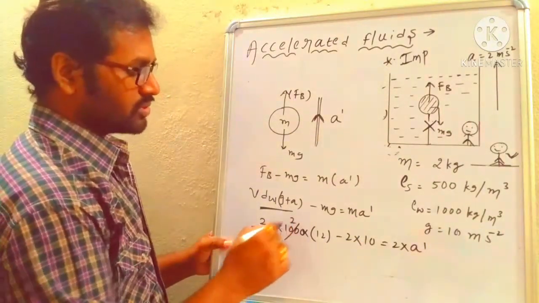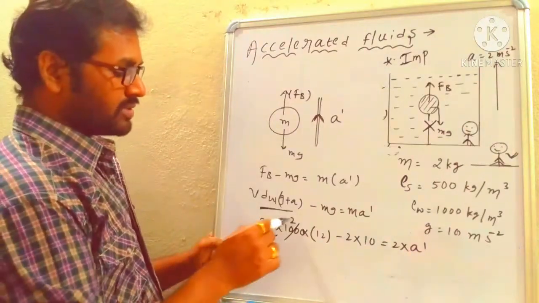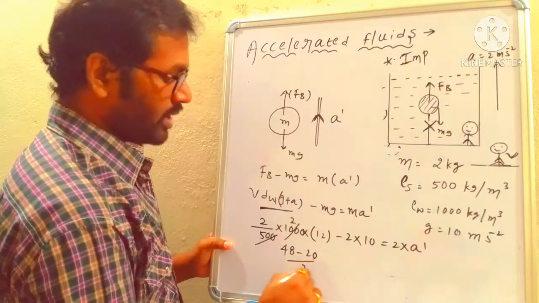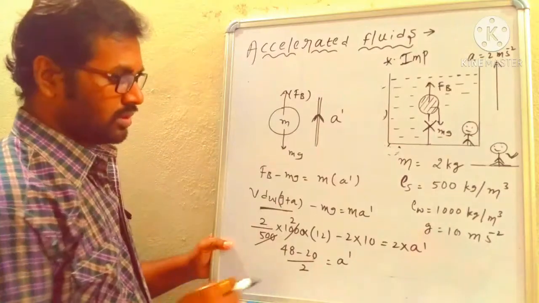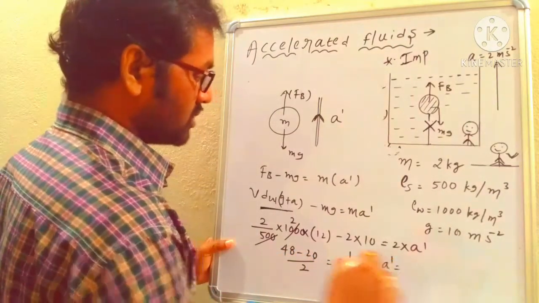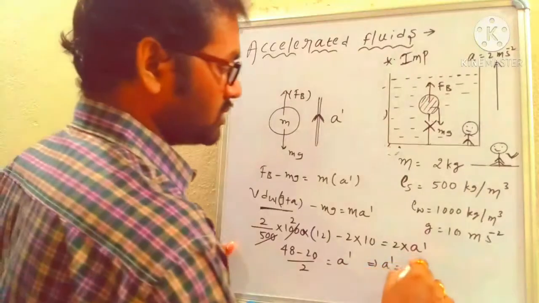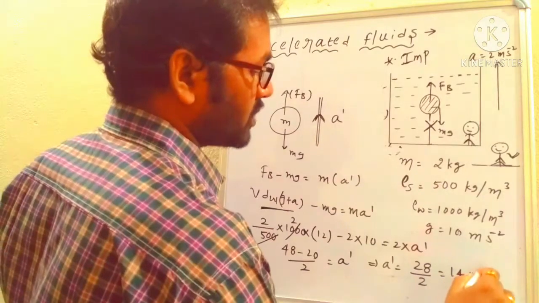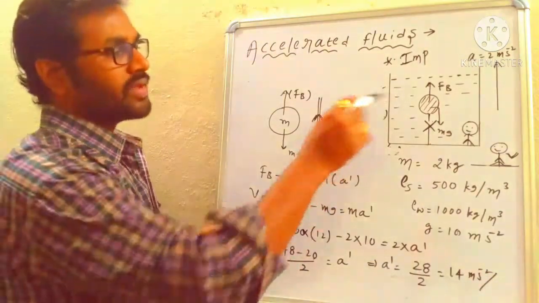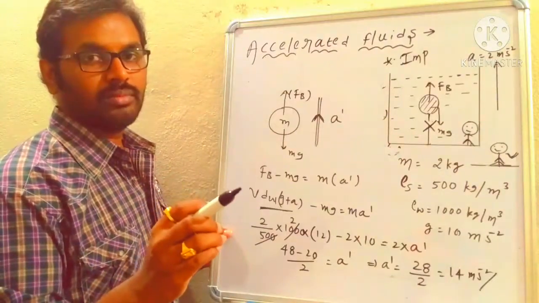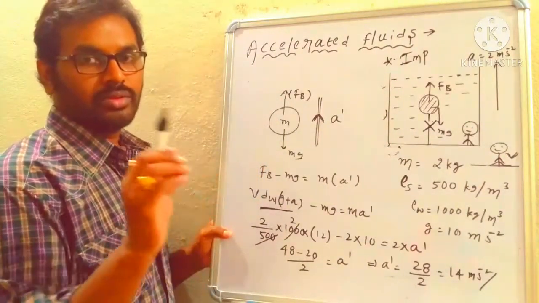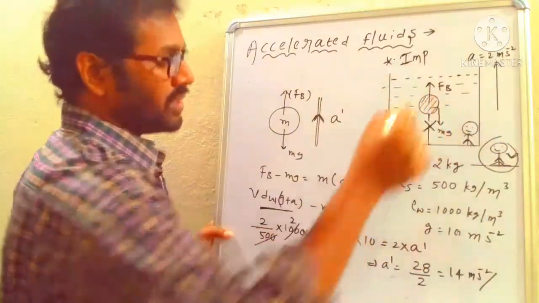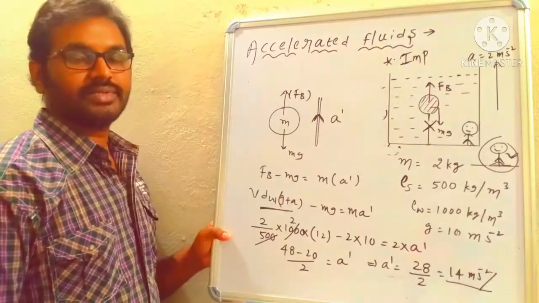This is 1000, cut these two. 2 times will be cancelled. 12 fours are 48. So 48 minus 20 divided by 2, which is equal to a dash. So you will get a dash is equal to how much? 48 minus 20, you will get 28 divided by 2, which is equal to 14 meter per second square. So you got the acceleration of the sphere in the inertial frame because we wrote the equation, the Newton's second law, according to the inertial frame. So this person says that the sphere is moving upward with 14 meter per second square.